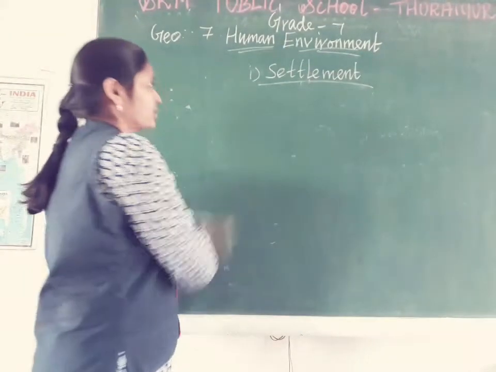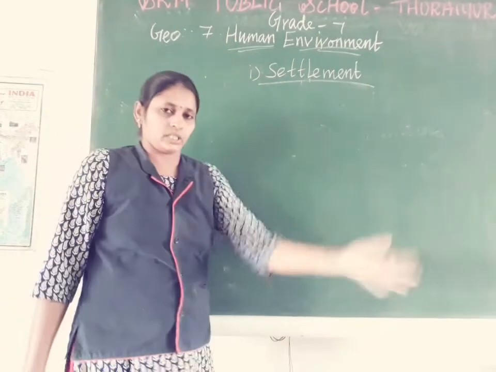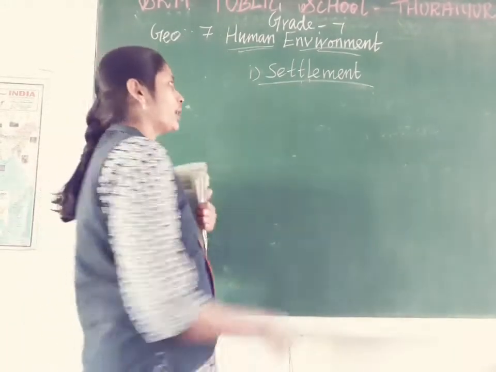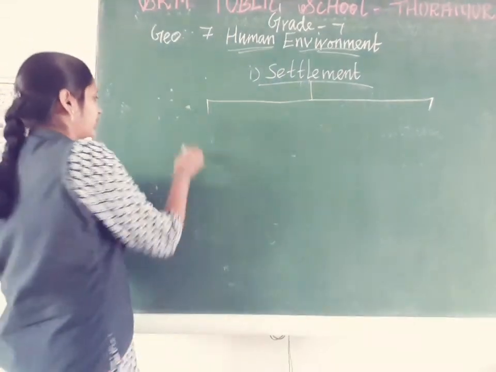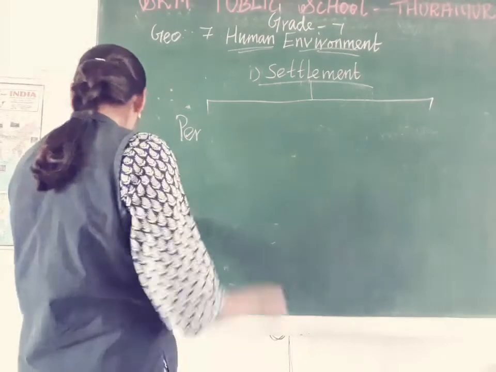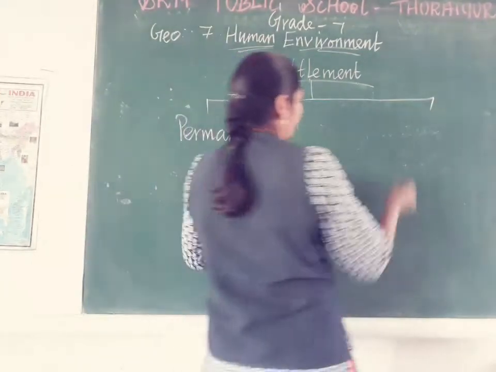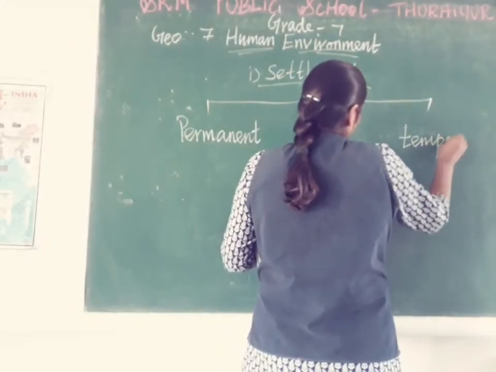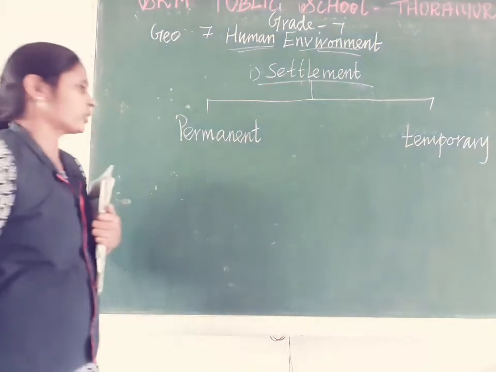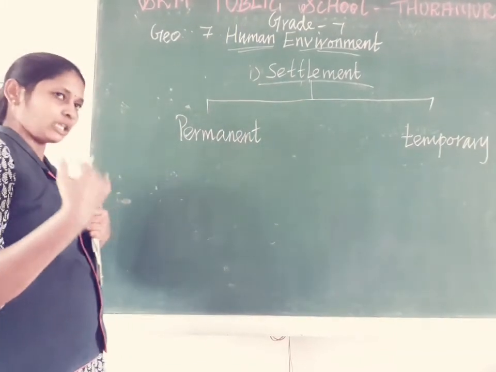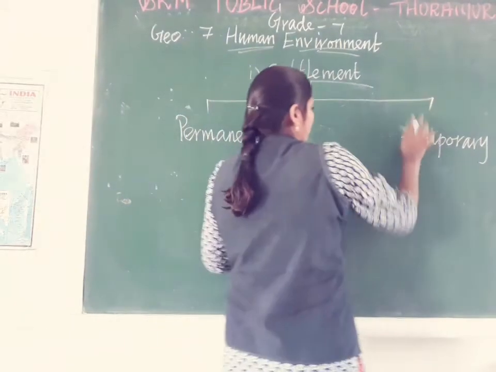Then again we are moving to settlements. According to human settlement, we can divide the settlement into two categories. One is permanent settlement. Another is temporary settlement. So from early times up to now, we can divide settlements into two: permanent settlement and temporary settlement. First, we discuss temporary settlement.